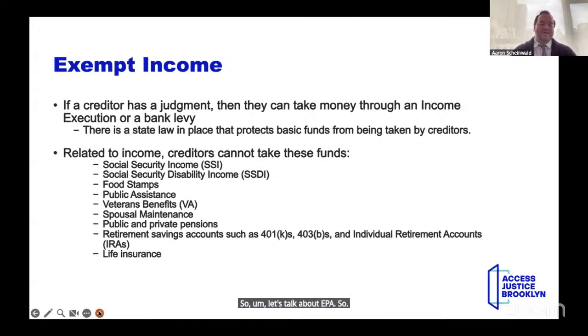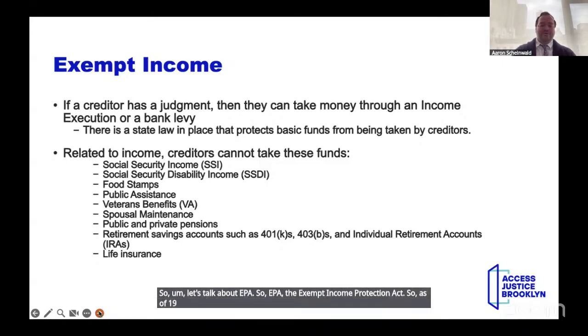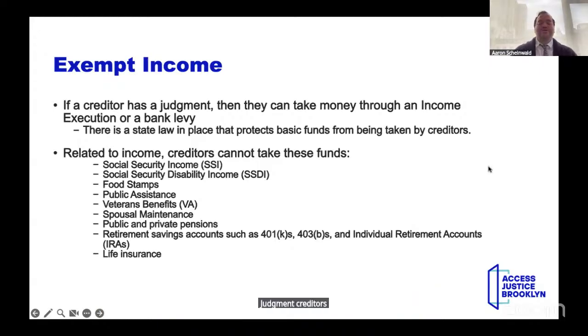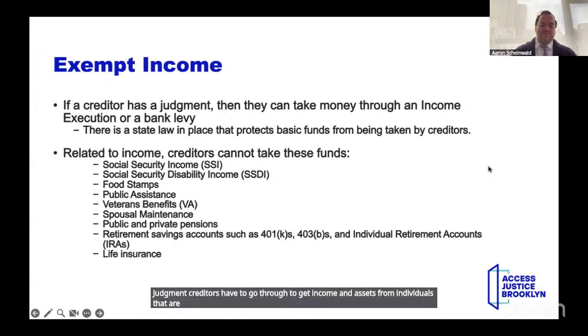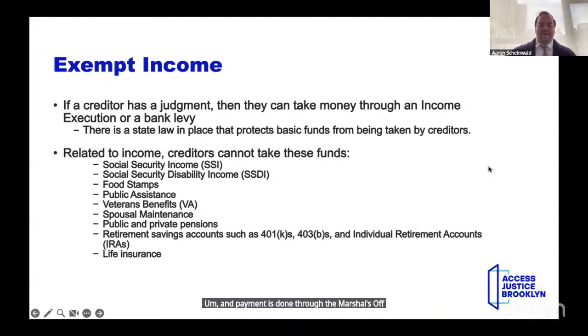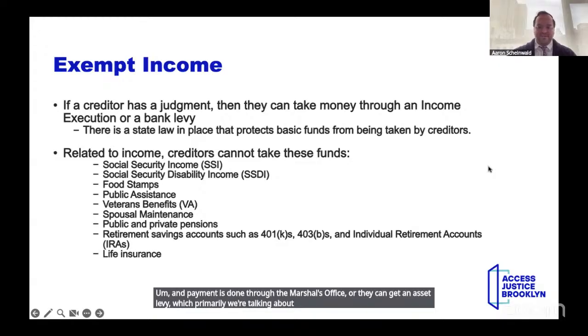So EIPA, the Exempt Income Protection Act. As of 18 years ago, EIPA is in place in New York, and it changed very substantially the process that judgment creditors have to go through to get income and assets from individuals, primarily in the form of bank account funds. So if a creditor has a judgment, then they can take money through an income execution that goes to your employer, and payment is done through the marshal's office, or they can get an asset levy, which primarily we're talking about bank account levies. The state law that protects part of those funds from creditors, depending on the source of the funds and the amount of the funds, is EIPA.